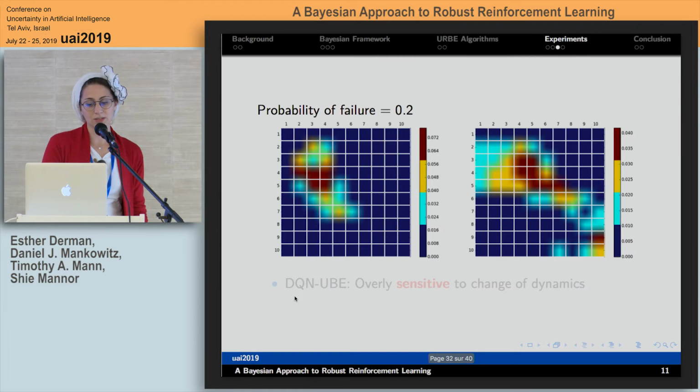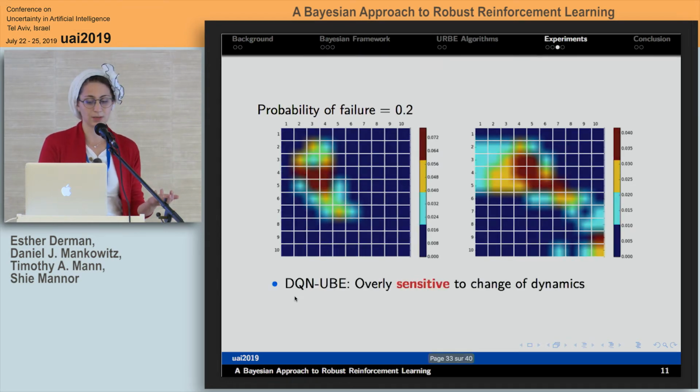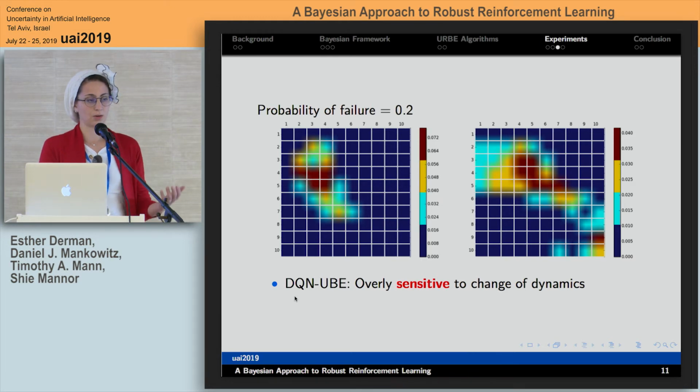And when we increased this probability of failure, we compared our URB approach to the regular DQN. And we can see that in such a case, on the left-hand side, the regular DQN or DQNURB have basically the same behavior. And these are overly sensitive to changes of dynamics, whereas URB does visit the goal state.